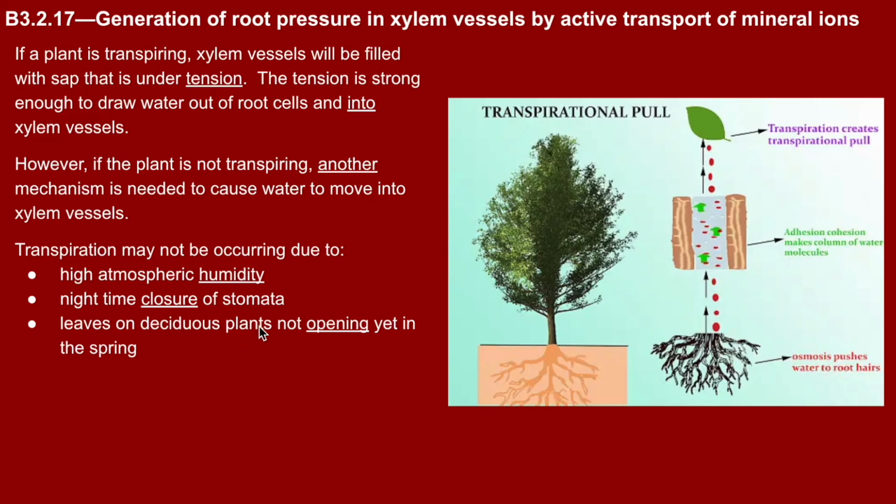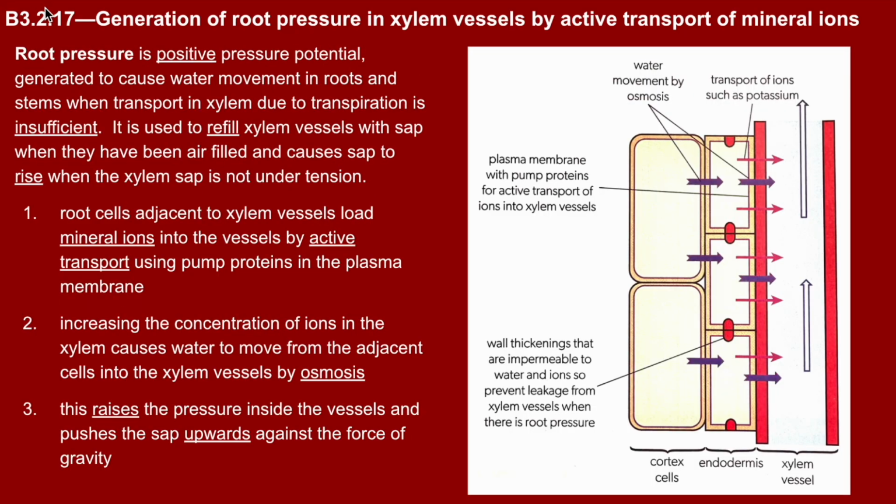So in all of these circumstances, we still need to bring water to the leaves, but it's not being pulled up because we don't have transpiration occurring. So instead of the free process, so to speak, of transpiration, we're going to need to input some energy, and we're going to use what we call root pressure. This is a positive pressure potential. It's going to cost ATP. Okay, and here's how it works.